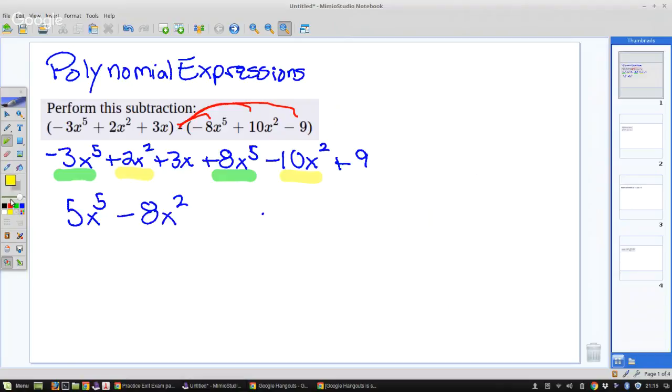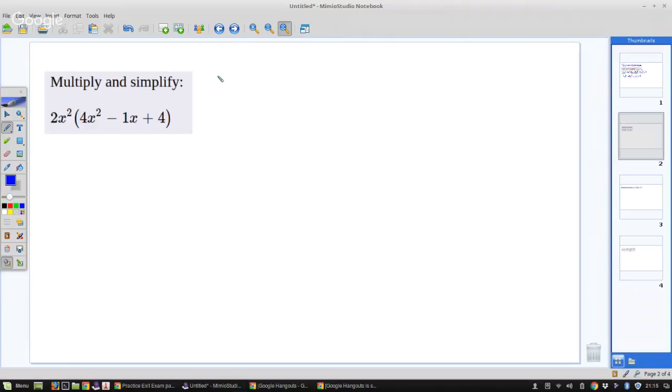For 3x, there's no other terms with an x in it over here, so it's just all by itself. So we'll have a plus 3x. And similarly, the 9 is all by itself, so we'll have a plus 9. So that would be the subtraction of these two polynomials. Sometimes we had like terms, sometimes we didn't. We put them all together. That's that. Let's try another polynomial expression.